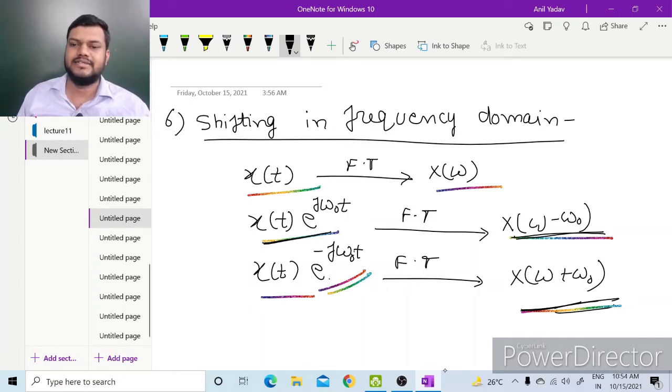So if x(t) has Fourier transform X(omega), then x(t) e to the power j omega naught t will have Fourier transform X(omega minus omega naught), and x(t) e to the power minus j omega naught t will have Fourier transform X(omega plus omega naught). So shifting in frequency domain results from multiplication of an exponential in time domain.